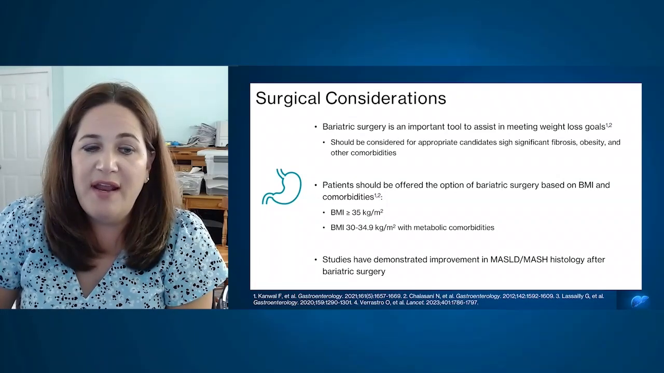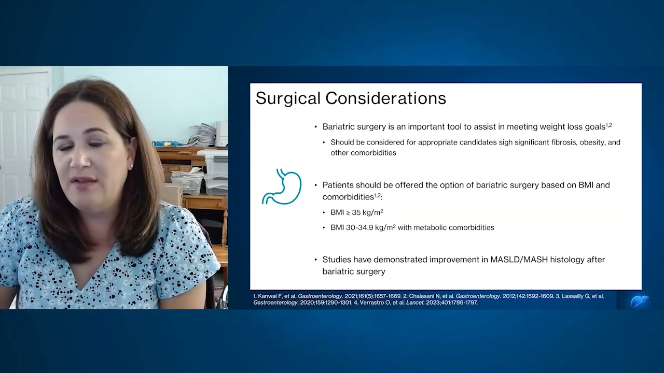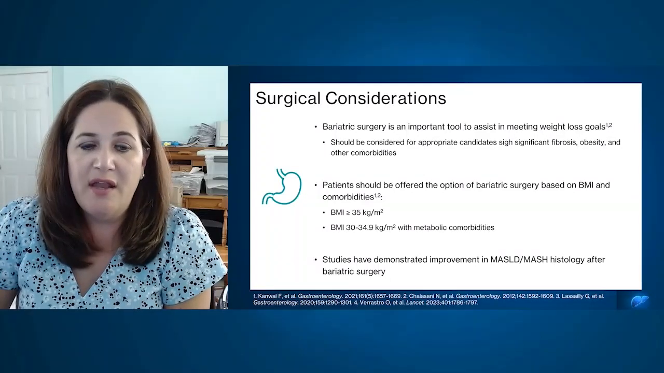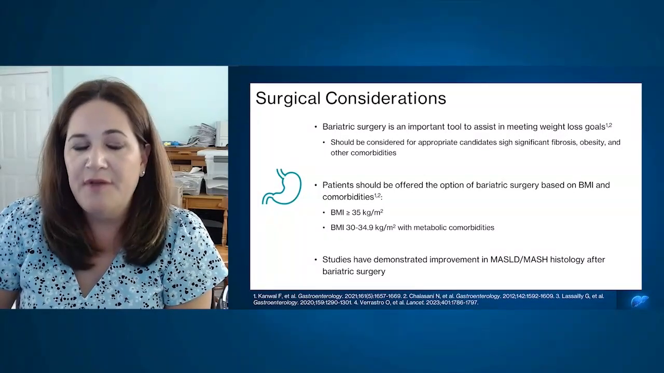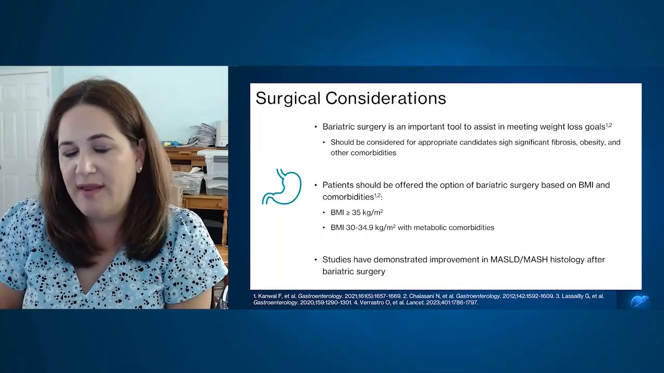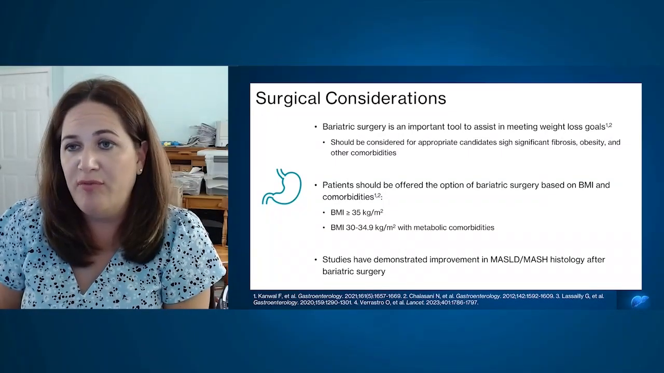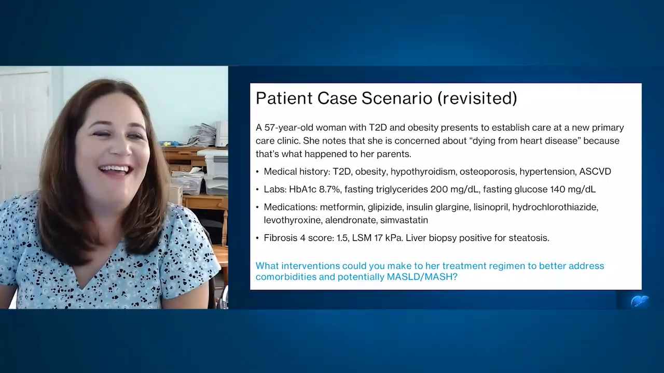Studies have demonstrated improvement in MASH and MASLD histology after bariatric surgery. These studies were done 4, 6, and 8 months after bariatric surgery, and liver biopsies were done subsequently after that and did show improvement in fibrosis with the associated weight loss.